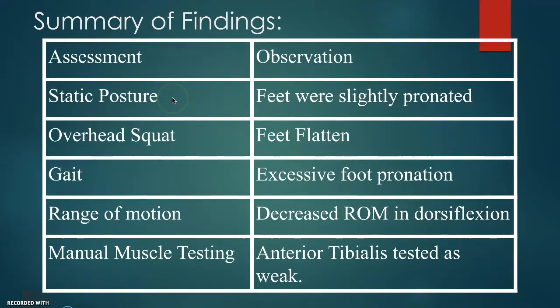Summary of findings so far: in the static postural analysis, the feet were slightly pronated; in the overhead squat, the feet were flattened. Through the gait analysis, we were able to see that excessive foot pronation did occur. In the range of motion assessment, there was a decreased range of motion in dorsiflexion, and with the manual muscle test, we found the anterior tibialis to be weak.